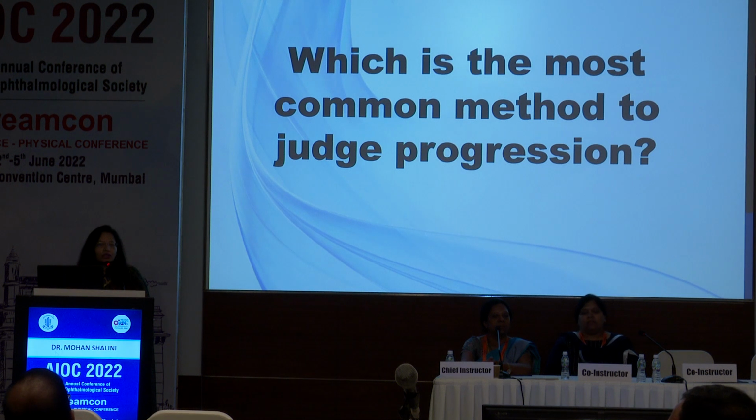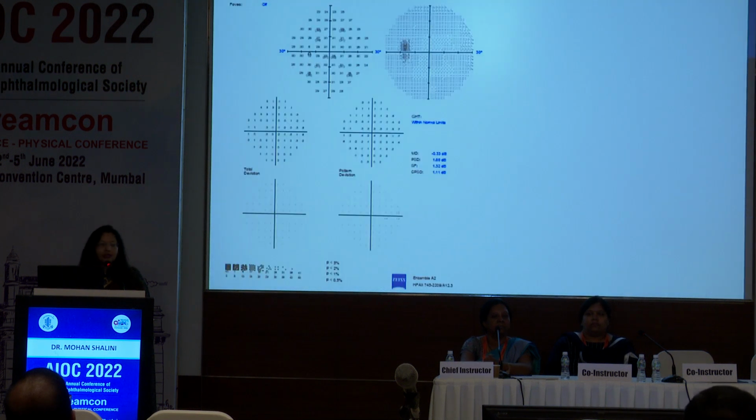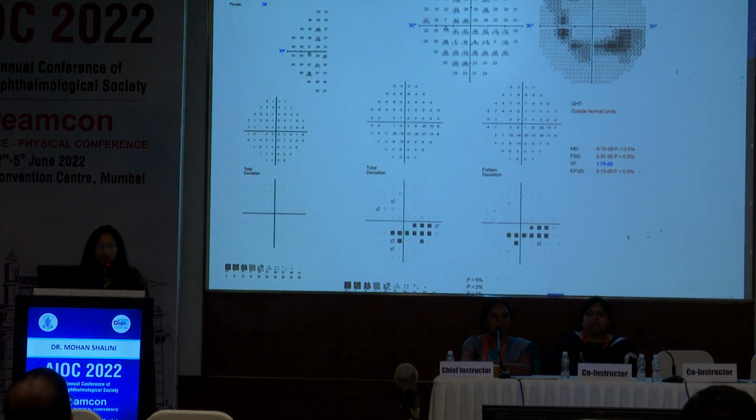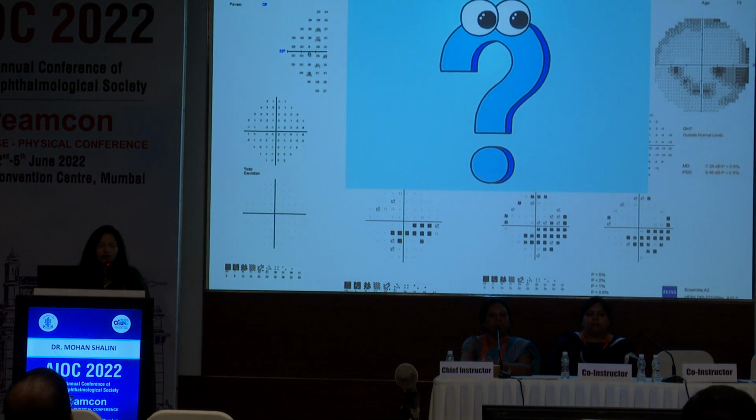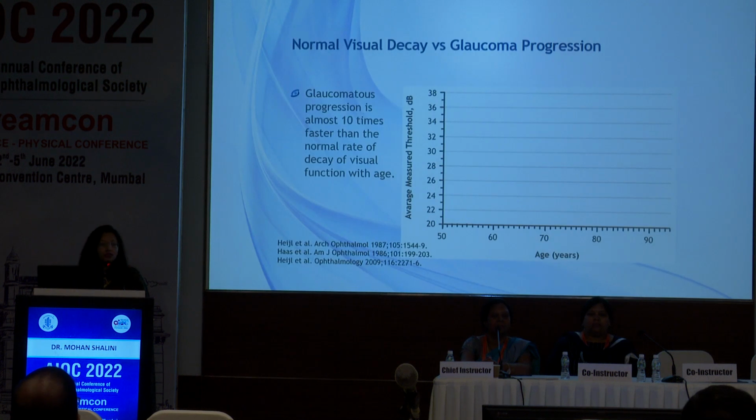So, the question to ask is, which is the most common method to judge progression? What we all use generally is that we keep all the fields of the patient in series, one after the other, and try to assess the progression, and then start goggling our eyes. So is it the right method? Can we actually judge progression by this method? The answer is no. Because there are two important factors which we need to consider.